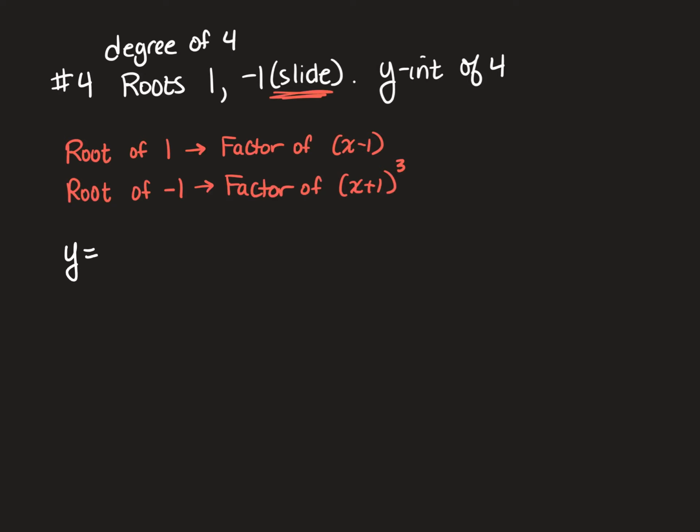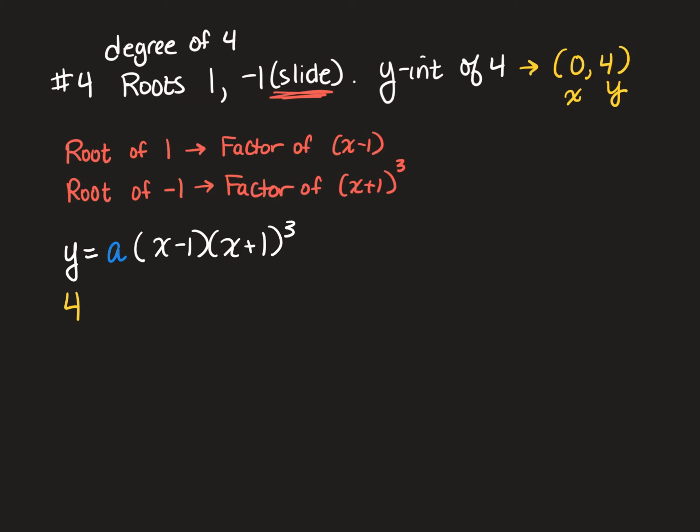I know my equation is going to be y equals some stretch factor a multiplied by my roots, or my factors, I guess. Now I just need to figure out what a is. To find a, I use the fact that we know our y-intercept is 4. Guys, that just means we have an ordered pair of (0, 4). Y is 4, x is 0. So I can put that information into my equation.